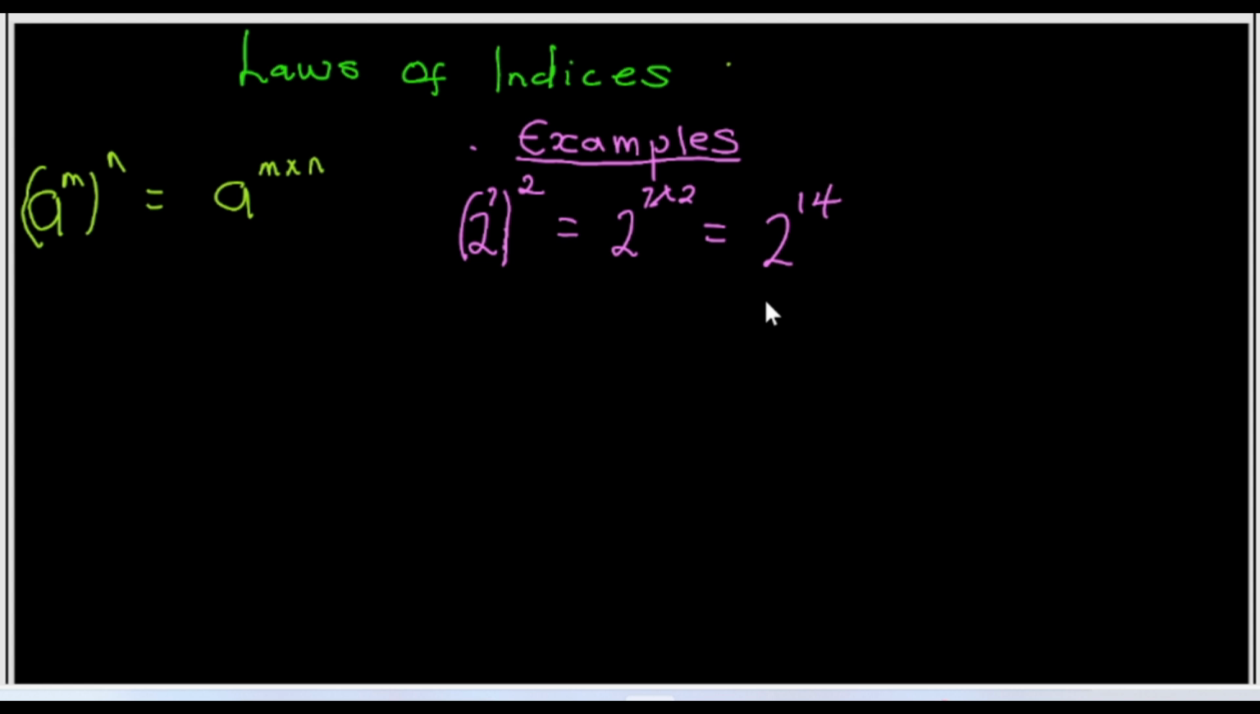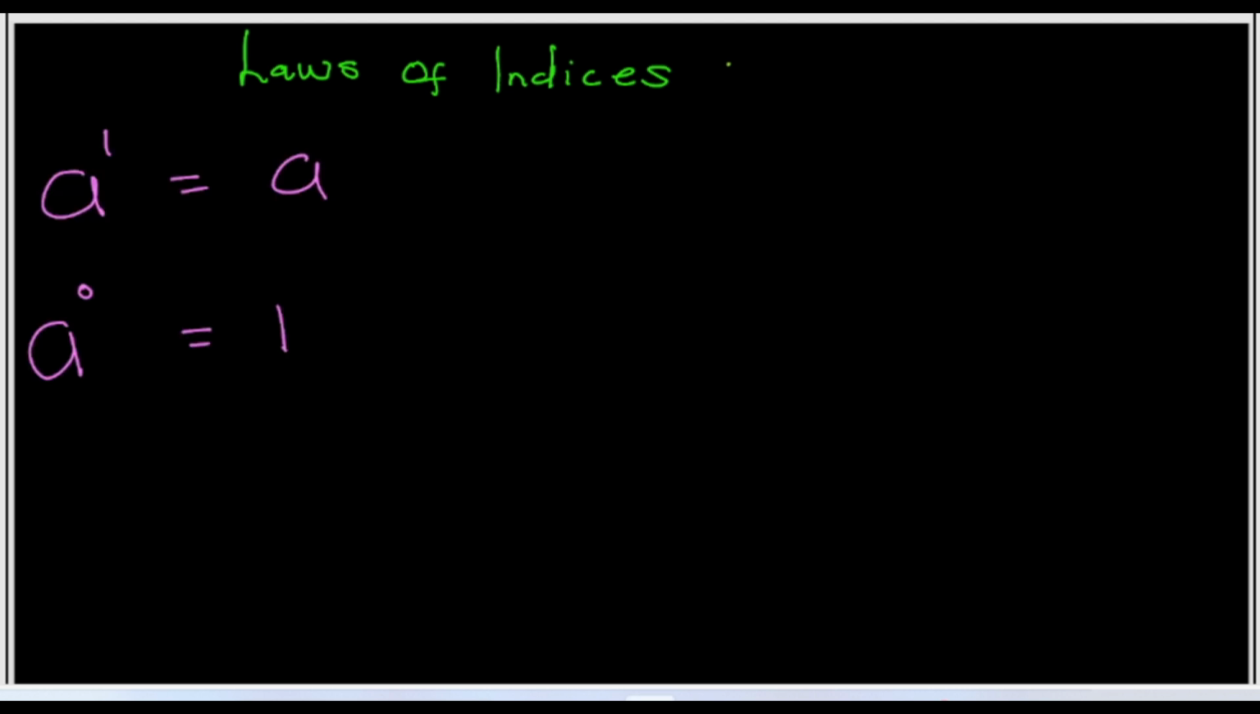Let's see one more example. We have a question that says 11 to the power of 2 in brackets to the power of 5. So this is 11 to the power of 2 times 5, which would give us 11 to the power of 10. So this is it for this.